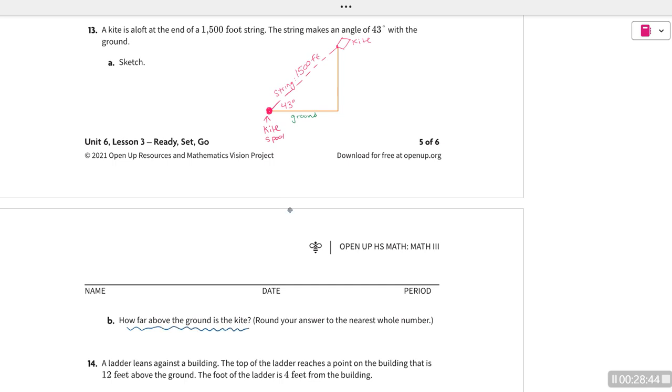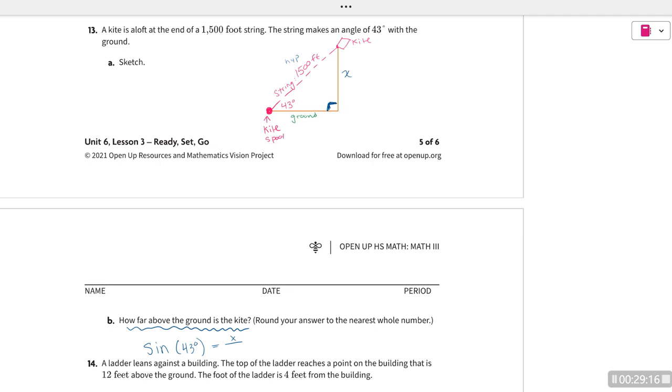How far above the ground is the kite? Well, it's looking for this height. Now, because we're measuring the height above the ground, we can go ahead and assume that we have a 90-degree angle here. So we have the hypotenuse, right? We know that this is the hypotenuse, and we're looking for the side opposite 43. So let's go ahead and use sine. Sine of 43 degrees equals opposite, which is our x value. Or actually, let's do y. Yeah, I'll keep it x.